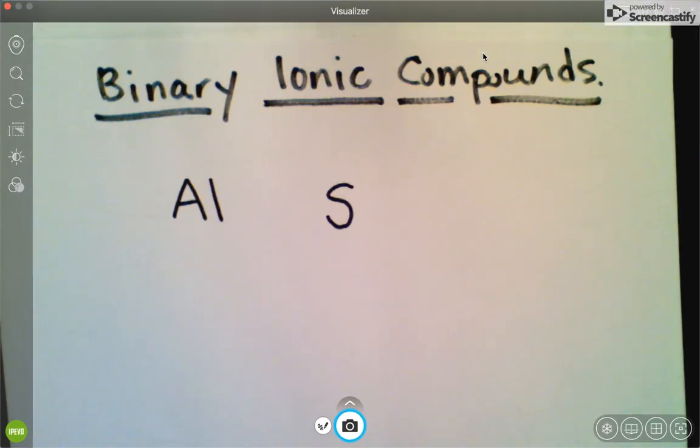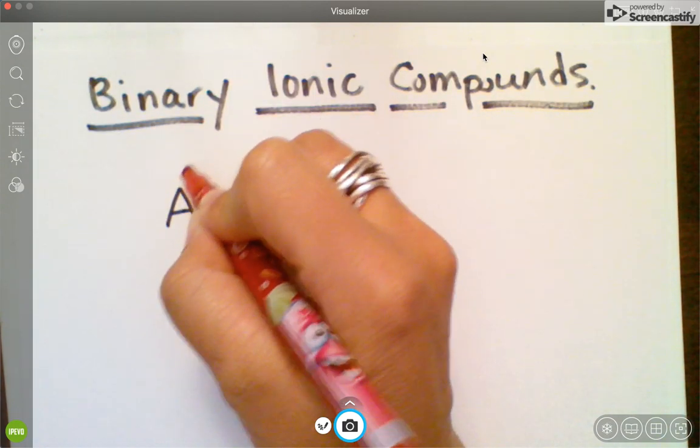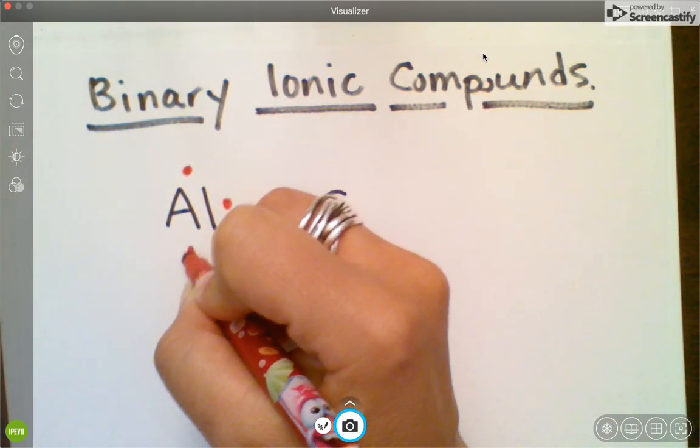Hi everyone, today we're going to be talking about how to name binary ionic compounds. We're going to start off with aluminum and sulfur. And I know at this point you should be quite familiar with how to use Lewis dot diagrams. And so I'm going to show you how to get to the formula by using the Lewis structures.